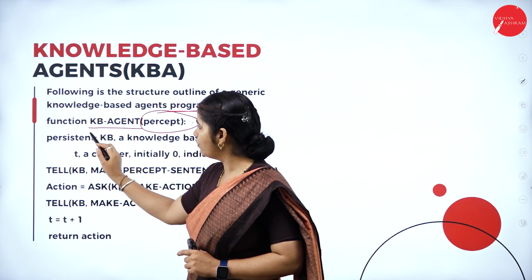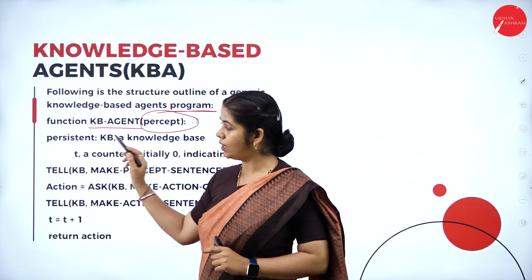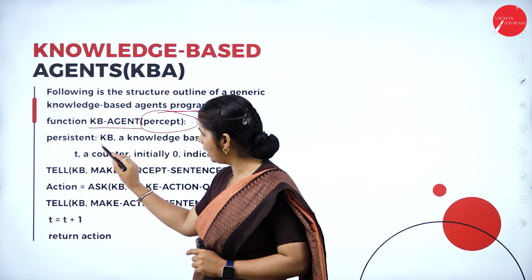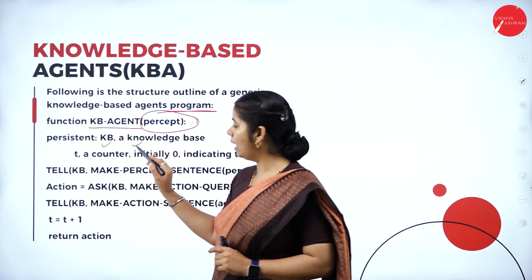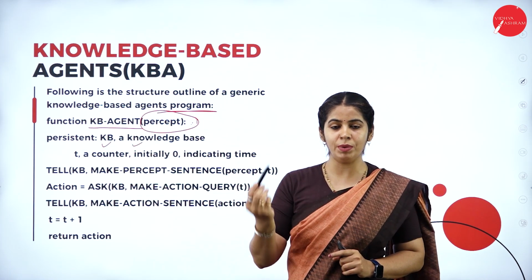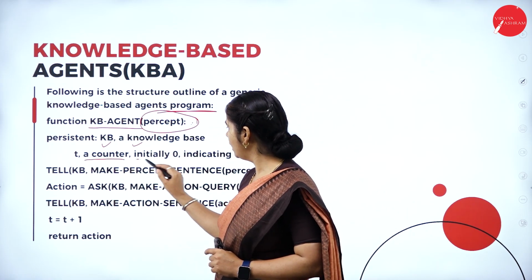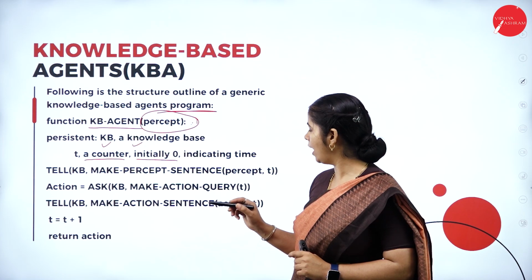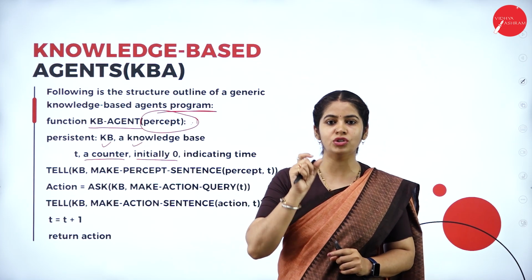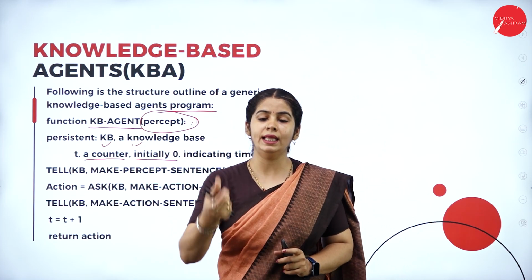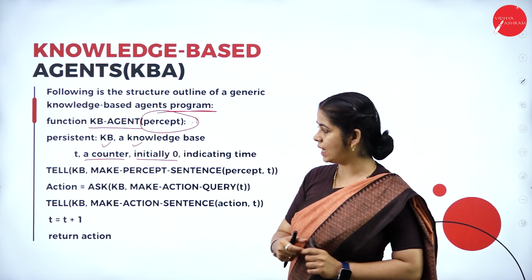Then, persistent, we are taking one variable. In that variable, what all are we providing? We are providing the knowledge base, a current knowledge base and the previous knowledge base. And we are taking a counter and initializing that counter to the value 0, indicating how much time it will take to take the action on that particular scenario.